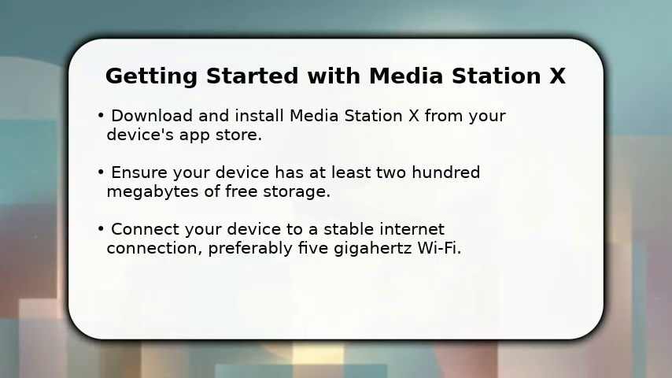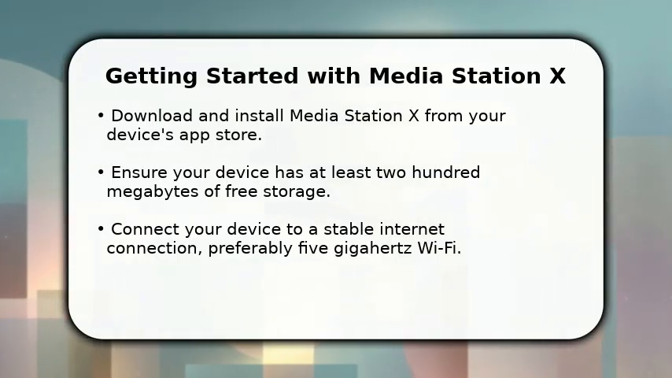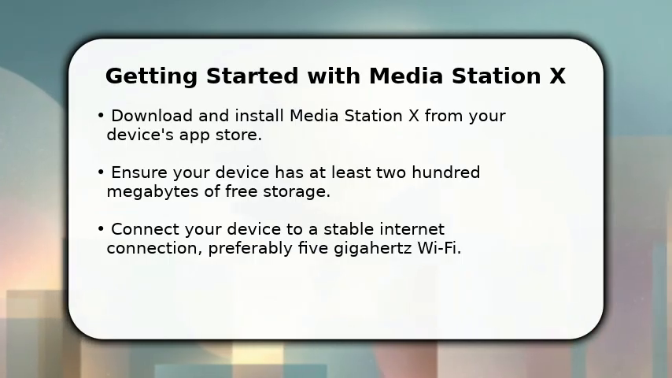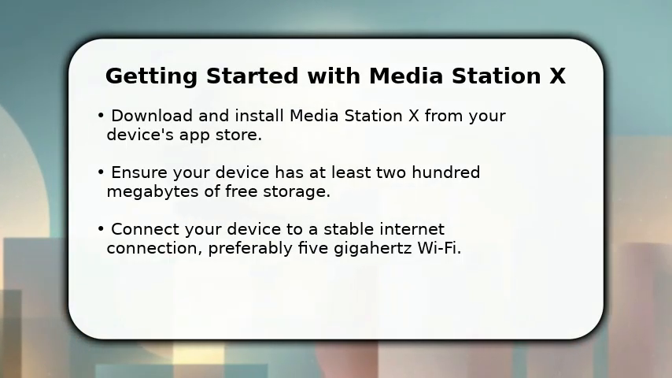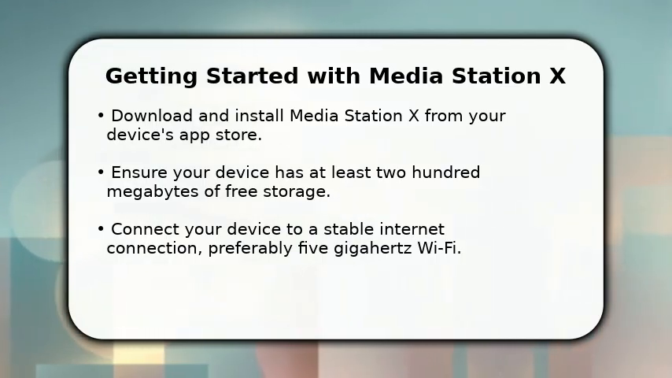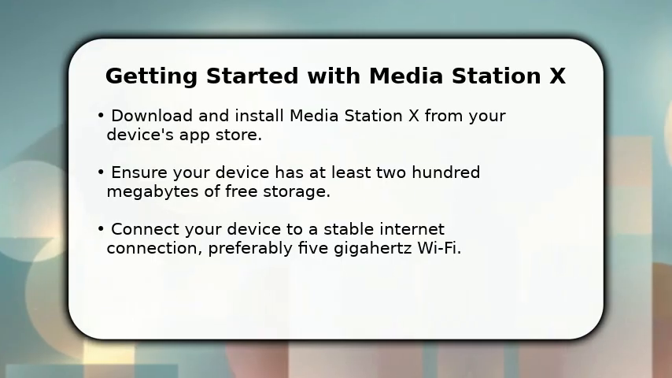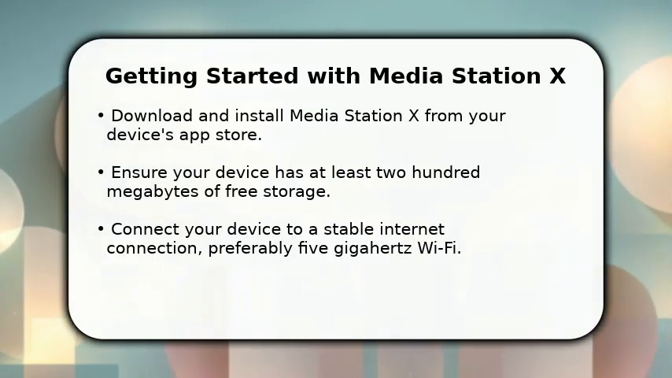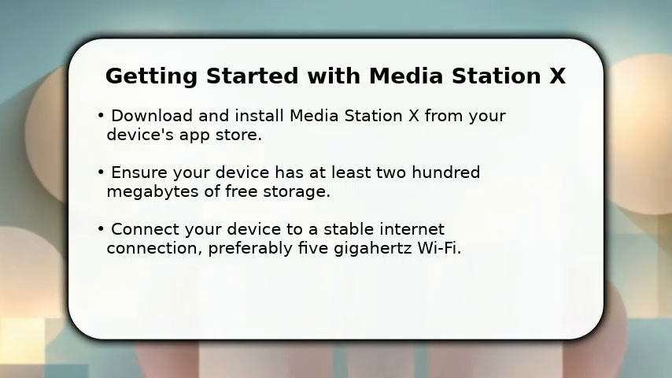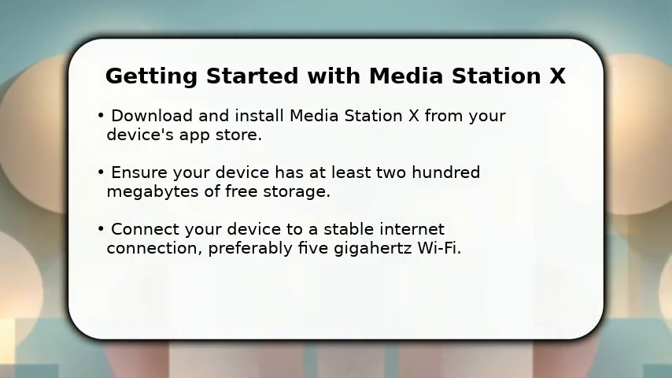First, locate and download the application from your smart TV or streaming device's app store. Installation is usually quick, taking less than 1 minute. Make sure your device has sufficient storage, ideally over 200 megabytes, and a strong internet connection. A 5 GHz Wi-Fi network is recommended for optimal streaming performance. This initial step is crucial for a smooth experience.